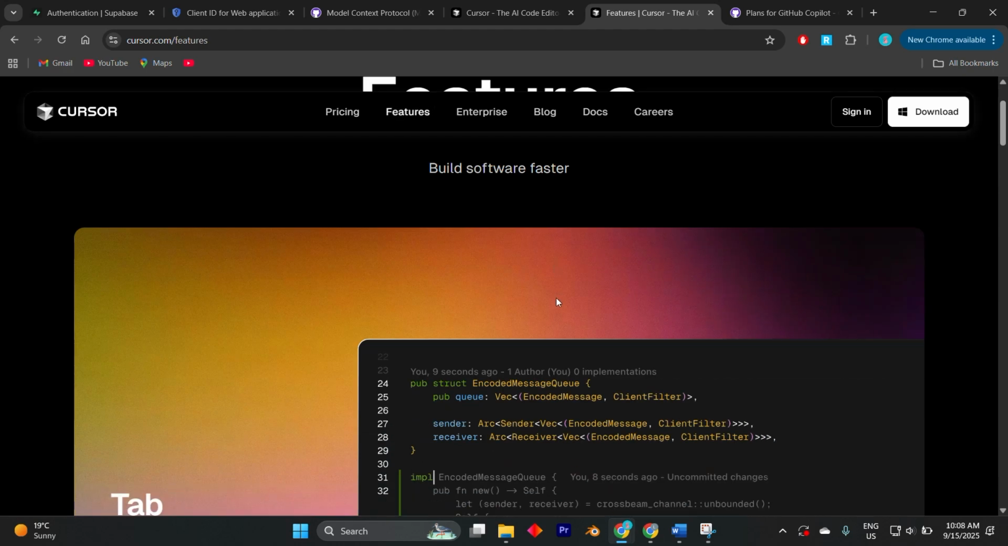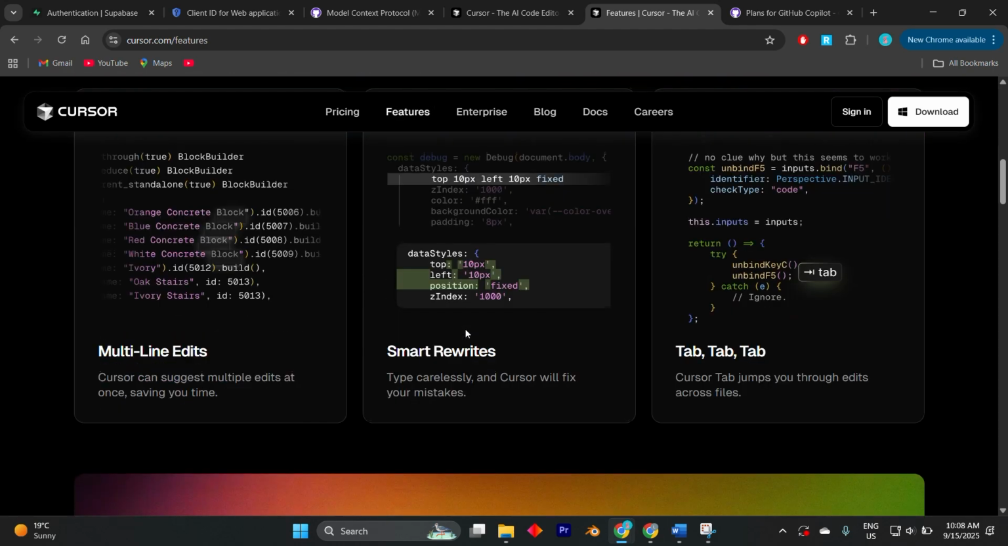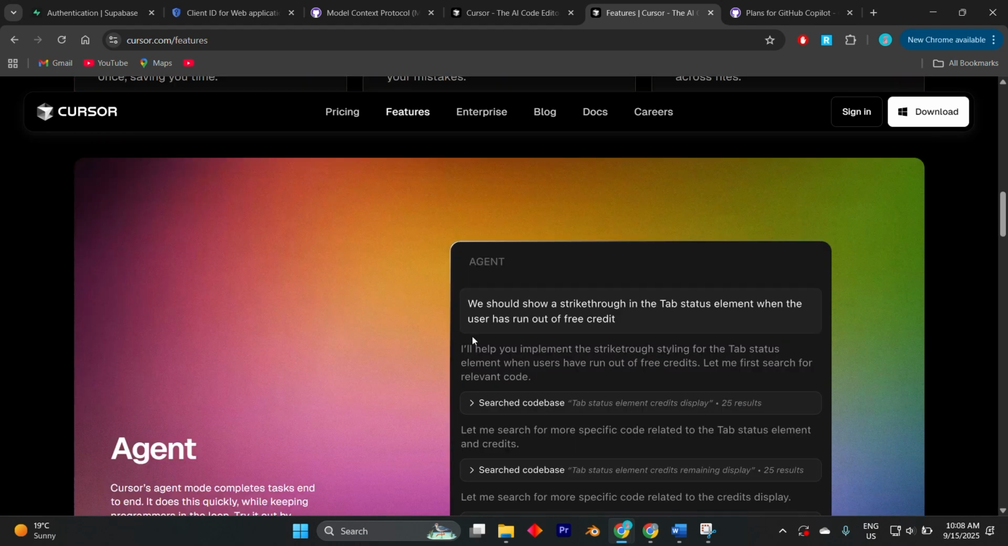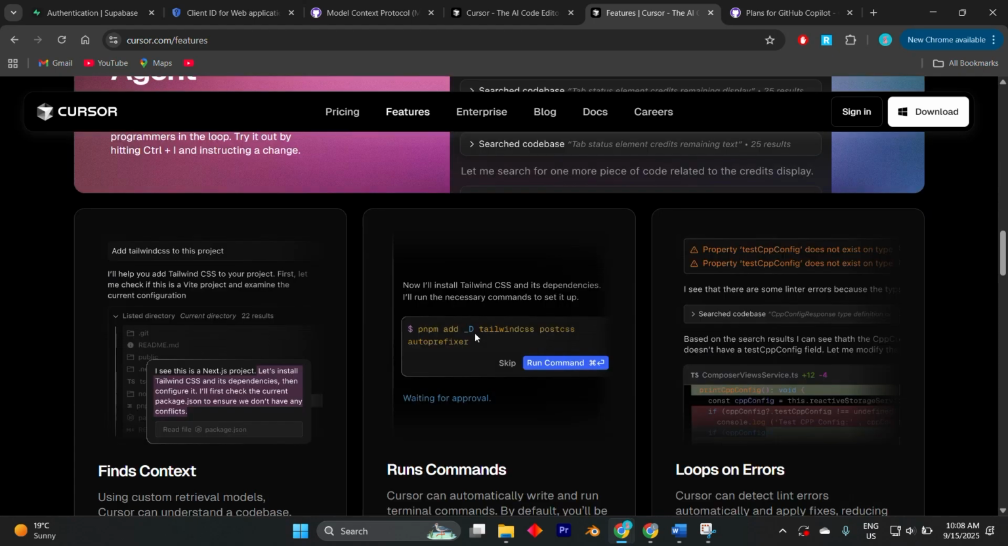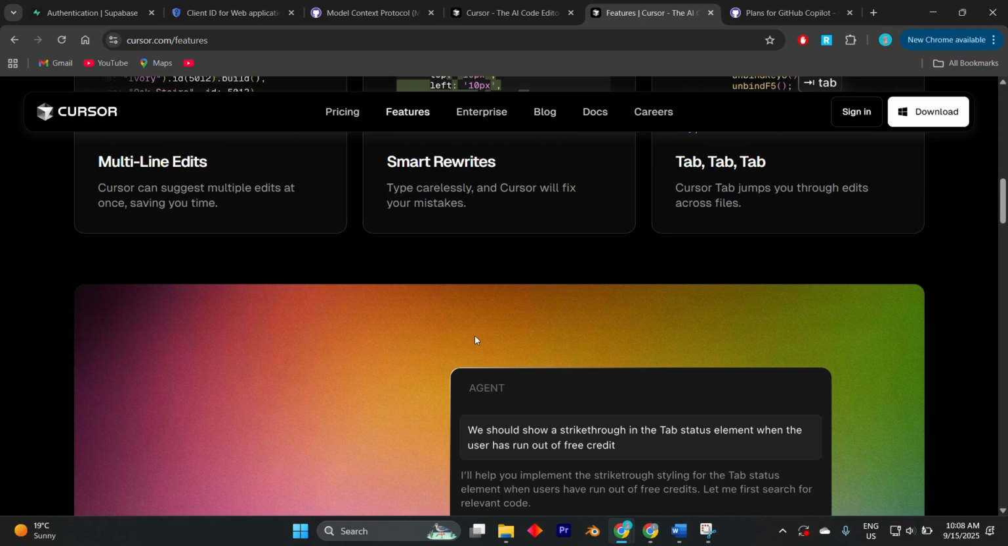Cursor is for the developer who prioritizes cutting-edge speed and a deeply integrated AI experience above all else. Its AI-first architecture and performance gains justify its higher, less predictable cost for those who can't stand waiting for the AI to catch up.